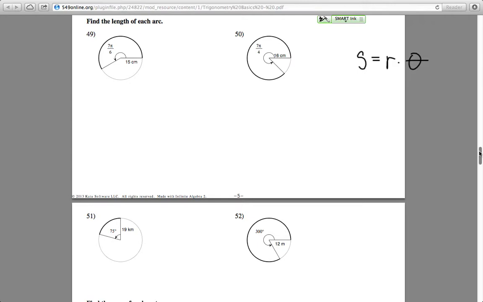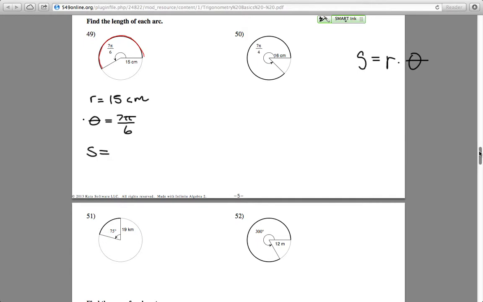So if I look at number 49, do I know the radius? Yeah. What is the radius? 15 centimeters. Do I know the central angle of the arc that I want to find? Yeah, here's the arc that I'm looking for. Do I know that angle measure that intercepts or subtends that arc? Yes. It's given, right there on the paper. Theta is 7 pi over 6. Is it in radians? Awesome. Do we have everything we need? It's not super hard because the formula says to multiply the radius times the central angle if it's in radians.